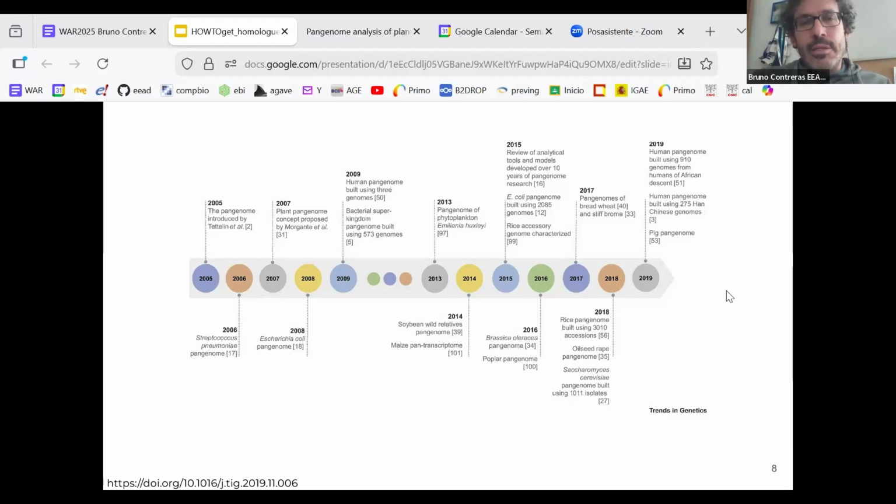first on bacteria, then soon you'll start seeing, for instance, in 2007, these ideas were already discussed in plants, in particular in maize. Although it wasn't fully developed, it was more like an exploratory study. In 2009, there was already a human pangenome built using 3 genomes. And then as years passed, the dimension of the studies kept growing. For instance, in 2018, there was already a pangenome of more than 1,000 yeast isolates. And in 2019, there was already a human pangenome of more than 900 individuals.